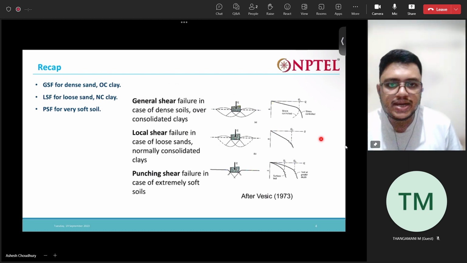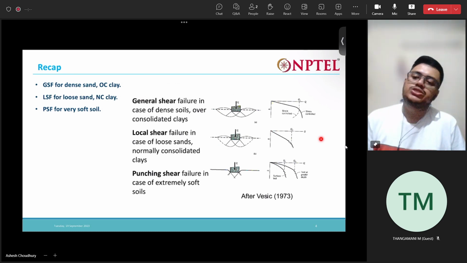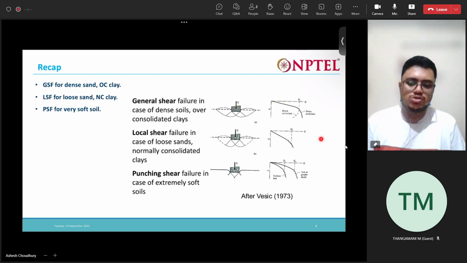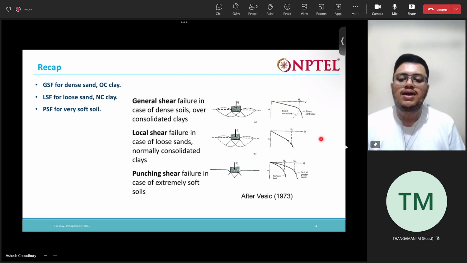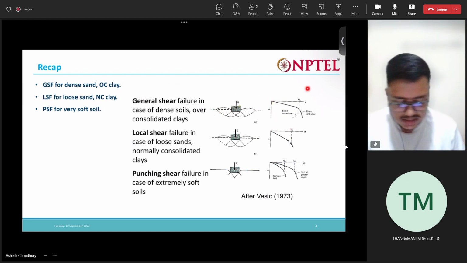Now, this thing we had already discussed previously also, so we will just recap this. Generally there are three modes of failure: the general shear failure, local shear failure, and punching shear failure. So in general shear failure, what happens? There is clear shear failure of the soil, and there is good ground heaving. It is seen. All right. And if you plot the load versus settlement curve, you will get something like this. So that is the general shear failure.